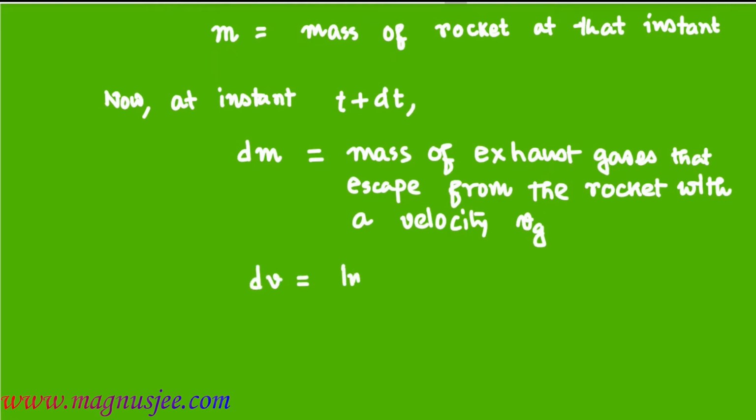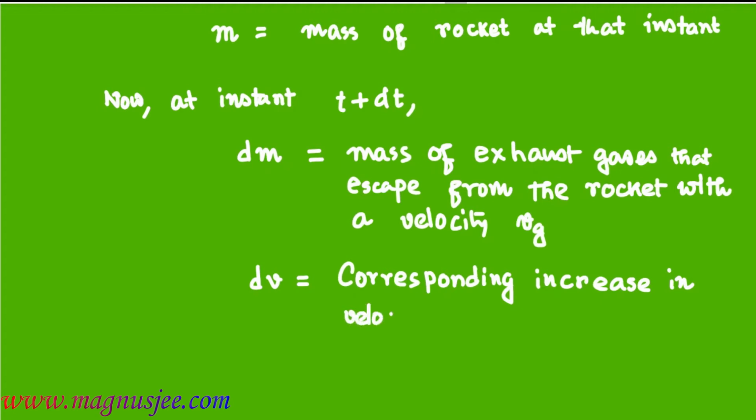dv is the increase in velocity of the rocket in the vertically upward direction. dv equals the corresponding increase in velocity of the rocket due to ejection of exhaust gases.